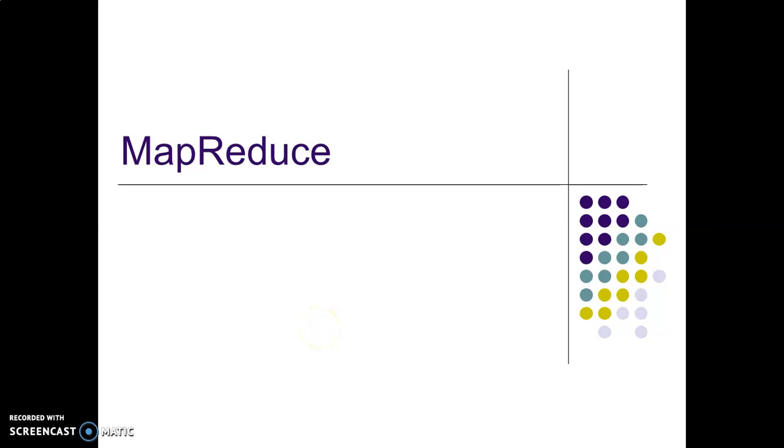Now let us start with a new topic called MapReduce. Whenever we talk about big data analytics, the Hadoop Distributed File System and MapReduce are the two major components. We have already seen what HDFS is, that is, the Hadoop Distributed File System, and today we are going to learn about the second component, called MapReduce. So what is MapReduce exactly?